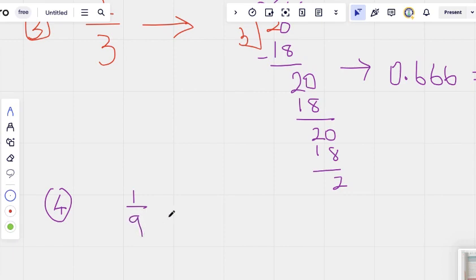To do this, we always have to use the long division method. So we put the numerator inside and the denominator outside. 9 is outside. The denominator is outside.